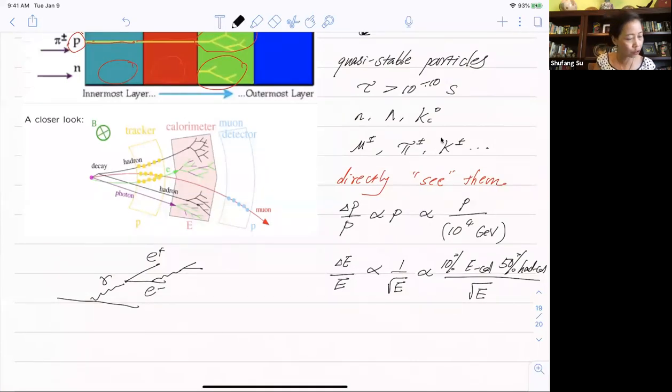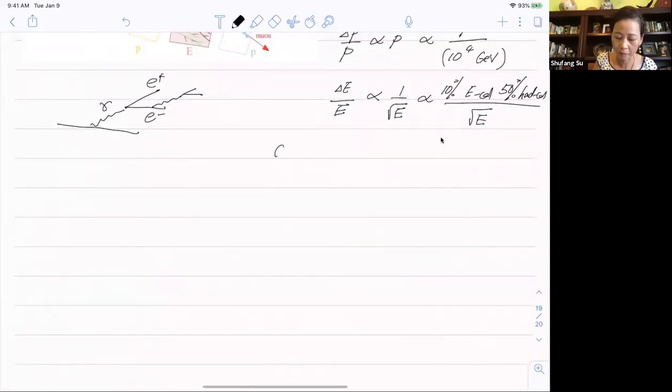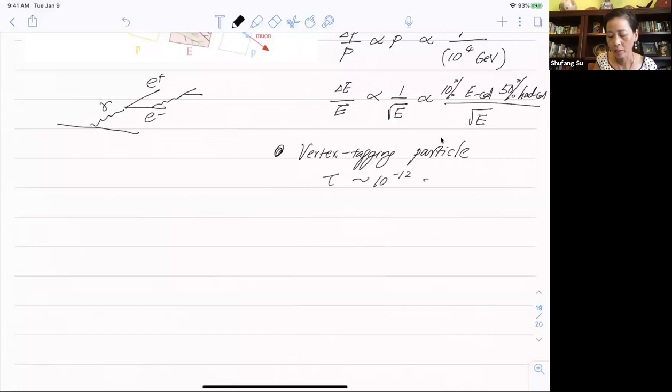Okay, so this is the first group of particles. The second group of particles are basically those that have a secondary vertex. So those are called vertex tagging particles. And as I said, the lifetime will be around this kind of sweet spot, such that you not only see the primary vertex interaction point, you will see either something disappear or something leave a little bit of track, and then it decays again.